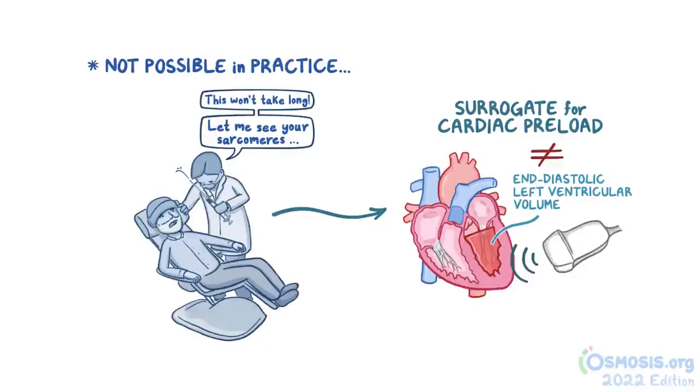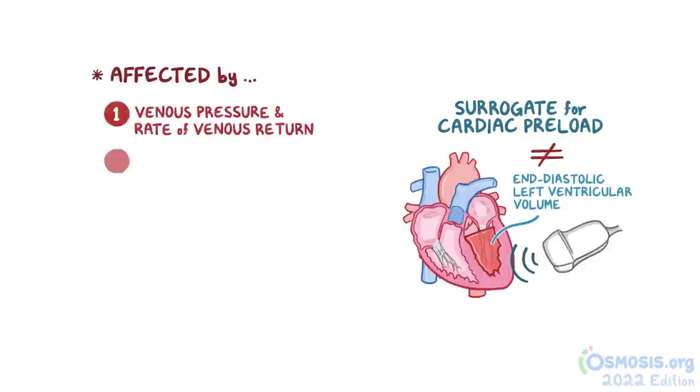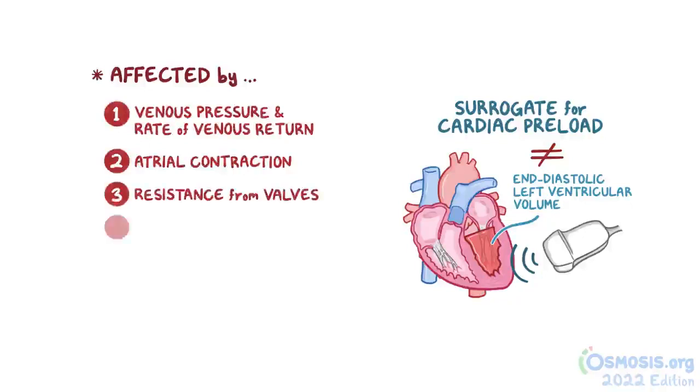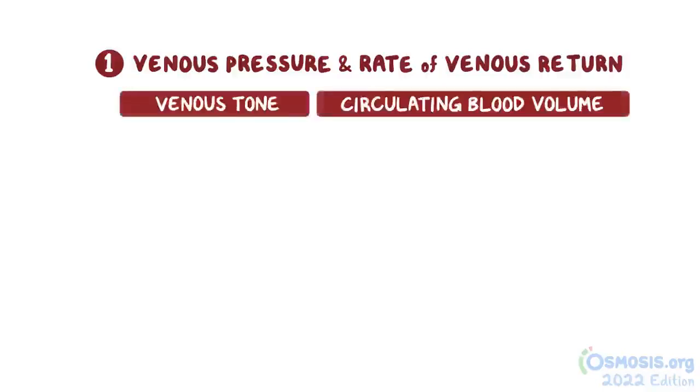Now, the left ventricular end diastolic volume, and therefore preload, is affected by 5 factors: venous pressure and rate of venous return, atrial contraction, resistance from valves, ventricular compliance, and heart rate. First, let's focus on venous pressure and the rate of venous return. Venous pressure and the rate of venous return are influenced by 2 other factors: venous tone and circulating blood volume.